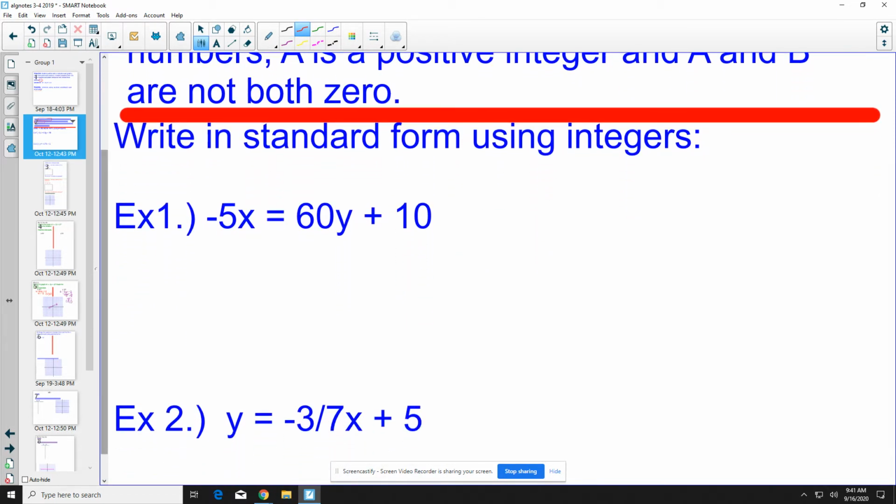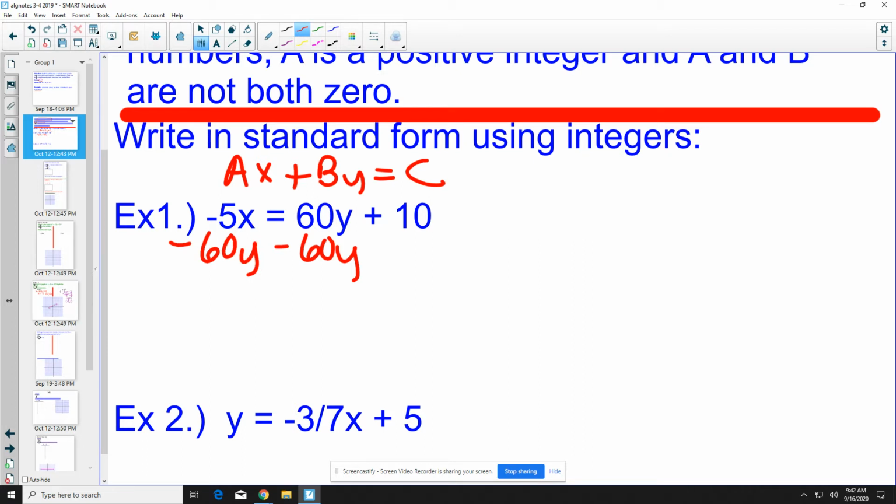In your notes, write number 1: negative 5x plus 6 equals 60y plus 10. What we're going to do is try to get it in the form ax + by = c. That means I want my x and y on the left side. So my first step, I'm going to subtract 60y from both sides, so I have x and y on the same side. That's your first goal, get x and y on the left side of the equation.